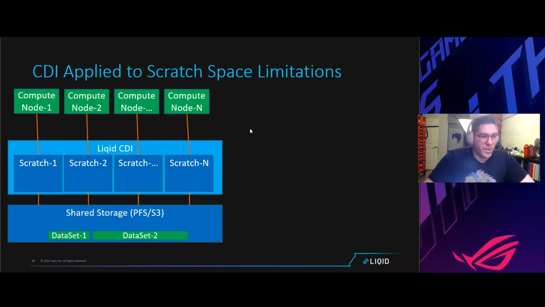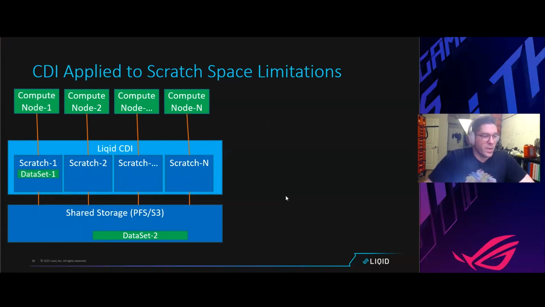Okay, let's talk a little bit about scratch space. We kind of talked about that. You load your data set onto your server's local storage. Again, we have our 4 nodes here. We've got SSDs in the Liqid CDI infrastructure. And usually with scratch space, there's a shared storage system of some sort where your data sets live.